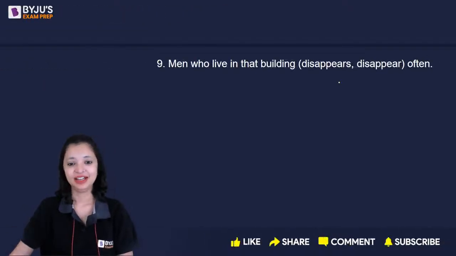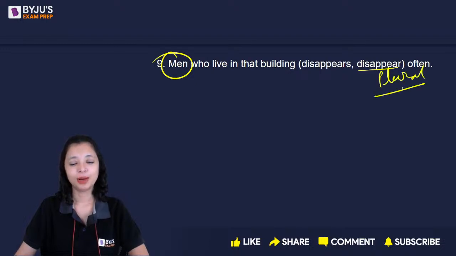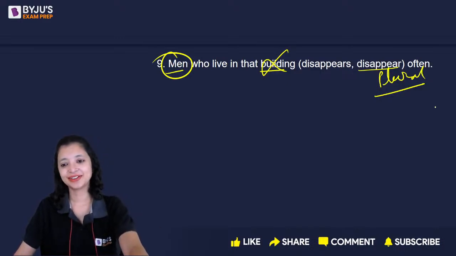Question number 9. Men who live in that building disappear often. What's your subject? Building or men? How to identify? Who disappears often? Men do. Men are plural. Disappear. We need a plural verb form. So men who live in that building disappear often. The building does not disappear. It's the men who disappear. The correct answer is going to be disappear, plural verb.